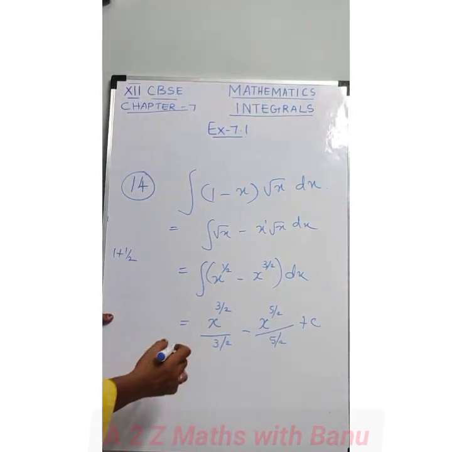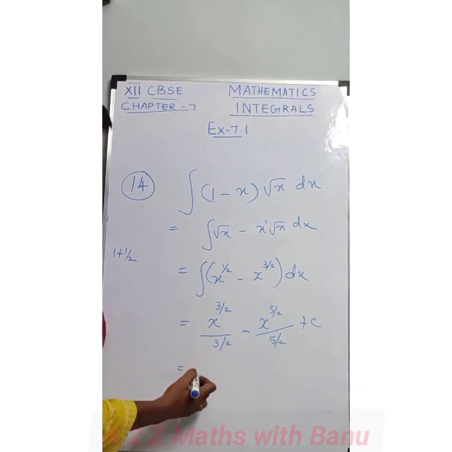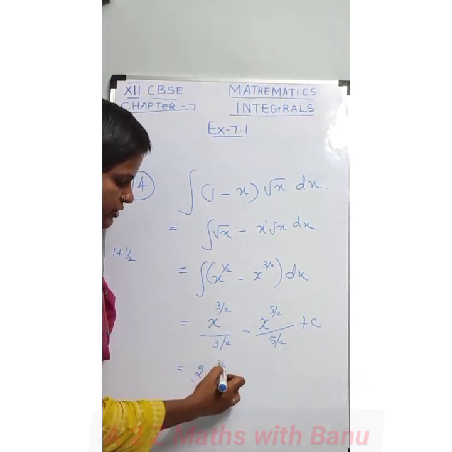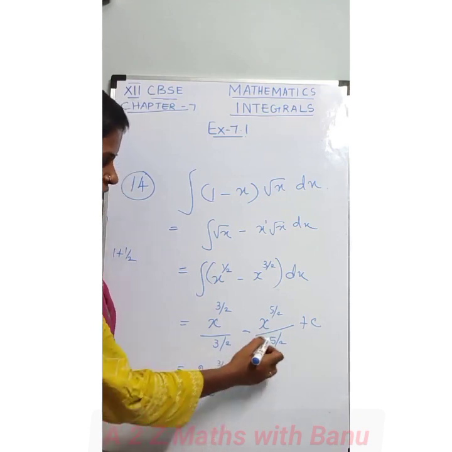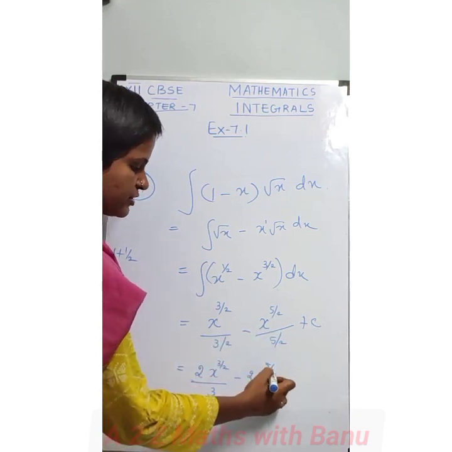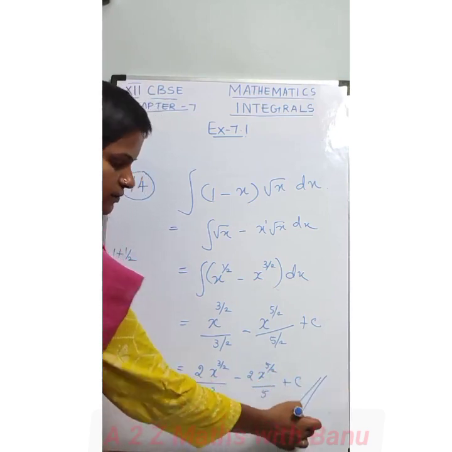So finally this can also be written when 3 by 2 is in the denominator. When you bring this in the numerator, this becomes the reciprocal, that is 2 x power 3 by 2 divided by 3, and 5 by 2 becomes 2 x to the power 5 by 2 by 5 plus c.